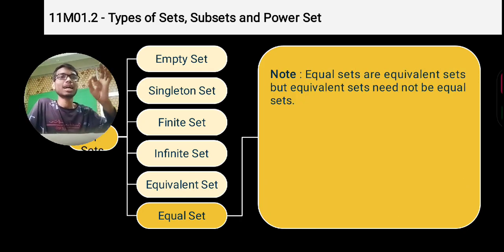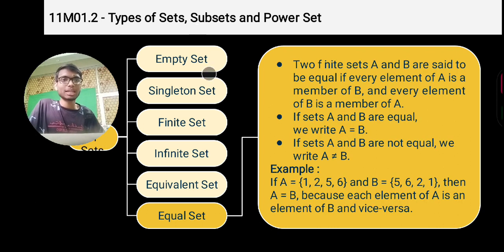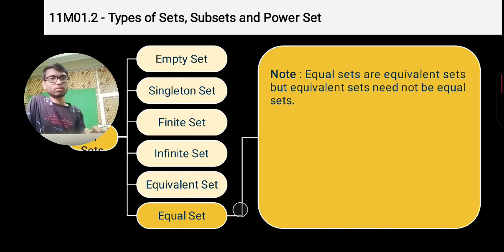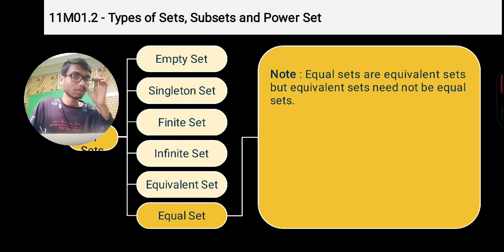Are equal sets also equivalent sets? Yes. Here we saw that the number of elements in this is equal to this, so this will also be equivalent, but we cannot say that an equivalent set would be an equal set. An equal set will be an equivalent set, but an equivalent set could not be an equal set. Equal sets are equivalent sets, but equivalent sets need not be equal sets.